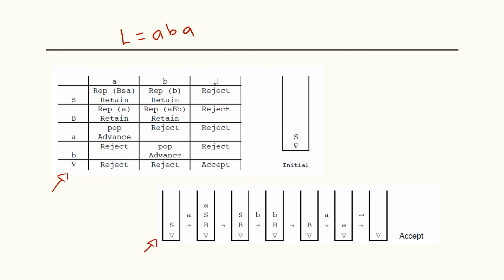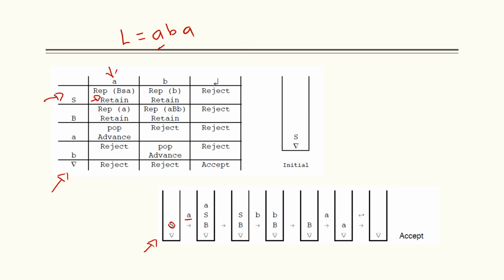So in your stack, the first initial stack, you have S. The first input string is A. So this is the input string A on the stack symbol S. So the stack symbol S is here with the input string A, so you replace it with BA and retain. So you write BA in the stack and retain. Okay.